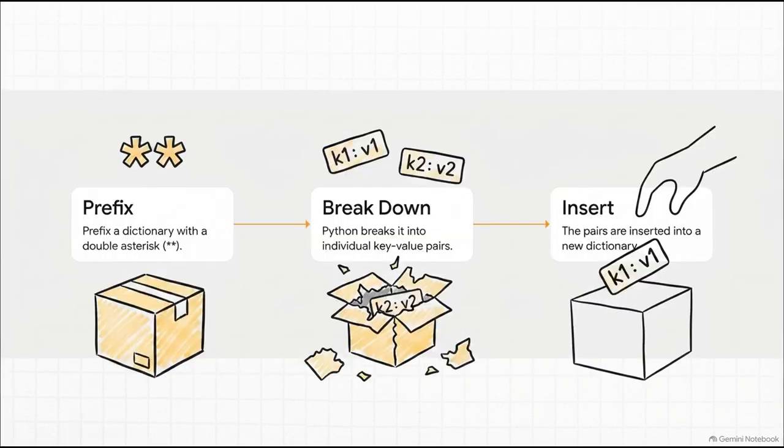And this brings us to a really fantastic shortcut known as dictionary unpacking. If you prefix an existing dictionary with a double asterisk, Python essentially rips open that box and breaks it down into its individual key value pairs. This allows you to effortlessly pour those pairs into a brand new dictionary. It is such a fast, elegant shortcut for merging data.